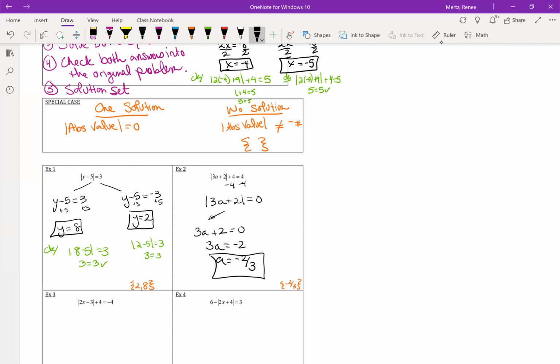Check back into the original. So 3 times negative 2/3 is negative 2 plus 2 is 0. So 0 plus 4 is 4. 4 equals 4.